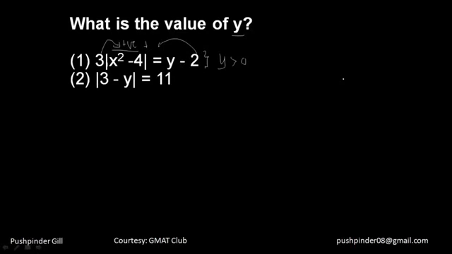You're welcome. But we don't want to waste time here. Now from here, understand that if modulus of 3 minus y is equal to 11, there are two values of 3 minus y that can come. 3 minus y can be equal to 11, and 3 minus y can be equal to negative 11. So y here can be equal to negative 8, or y here can be equal to 14.